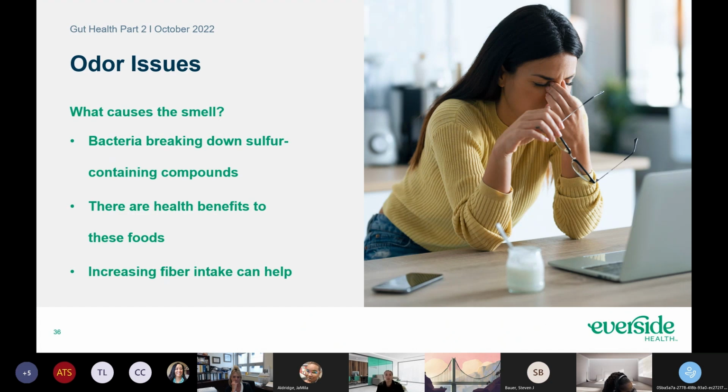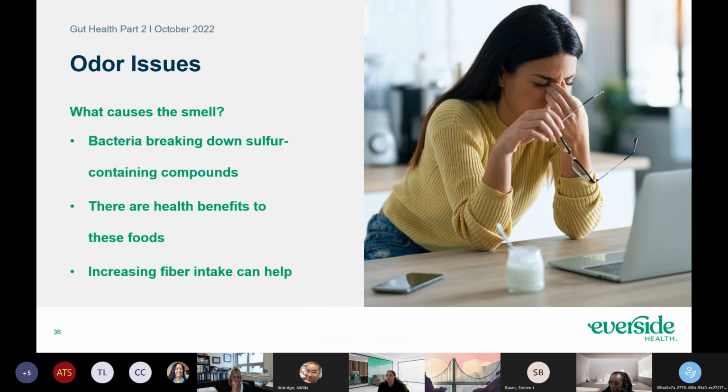Odor issues, it's usually more so because bacteria are breaking down sulfur containing compounds. 99% of the gas produced doesn't have smell. Hydrogen, methane, and carbon dioxide are the 3 different compounds that are usually broken down. That smell comes from the sulfur containing compounds. So specifically amino acids, cysteine, methionine, taurine. So basically your meat sources tend to be higher in those sulfur containing compounds.